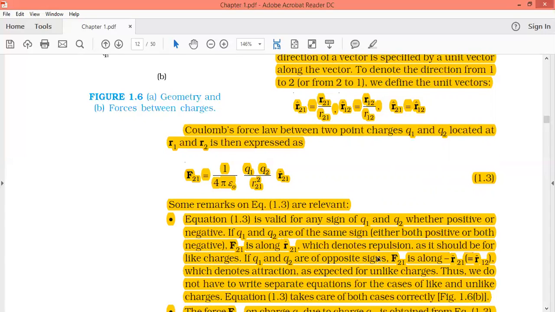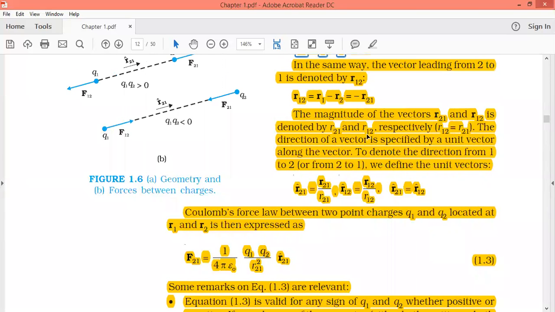If Q1 and Q2 are of opposite signs, say Q1 is positive and Q2 is negative, in that case F21 will be denoted as minus R21 because one is positive and the other is negative. So minus R21 will be equal to what? R12. Here we have this denotation. See here, R12 is equal to minus R21. See this figure? What is R12?